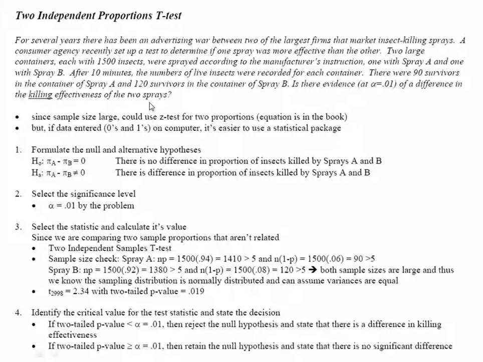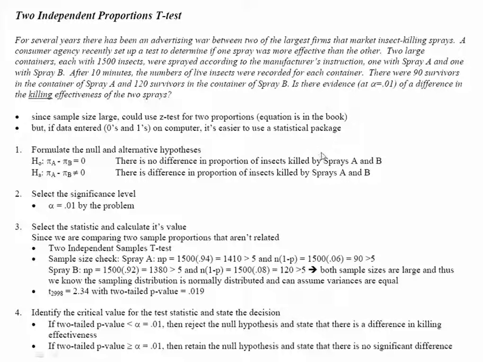There were 90 survivors in the container sprayed with A, and 120 survivors in the container sprayed with B. We want to ask the question, is there evidence at an alpha equals 0.01 level of a difference in the killing effectiveness of the two sprays? Since the sample size is large, we can use the z-test for the two proportions. But what we're going to do here is use the computer in this example, and we're going to create the data set by creating two columns of zeros and ones representing live and dead insects.